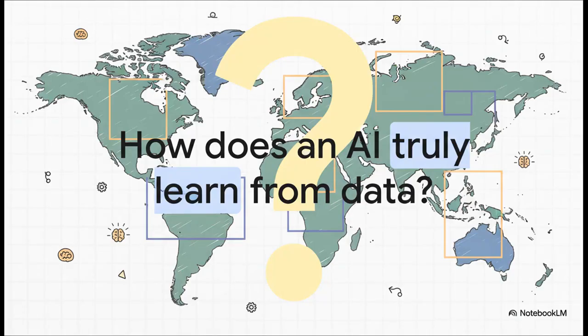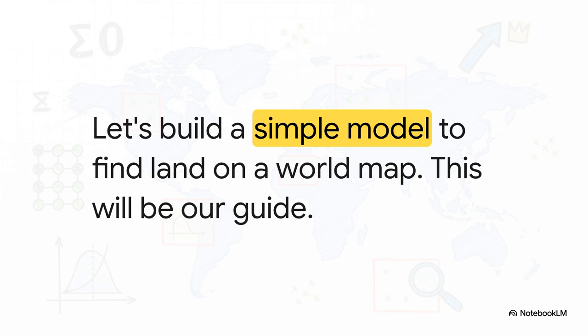I mean, this is the question, right? How does a machine, just lines of code, go from seeing a huge data set of images or text or whatever to developing what feels like a real understanding of the patterns hidden inside all of that stuff? So, to get our heads around this, we're not going to start with some crazy, massive neural network. No, we're going to build something way simpler, a model whose only job is to figure out where the land is on a world map. This simple example is going to be our guide through some really powerful ideas.